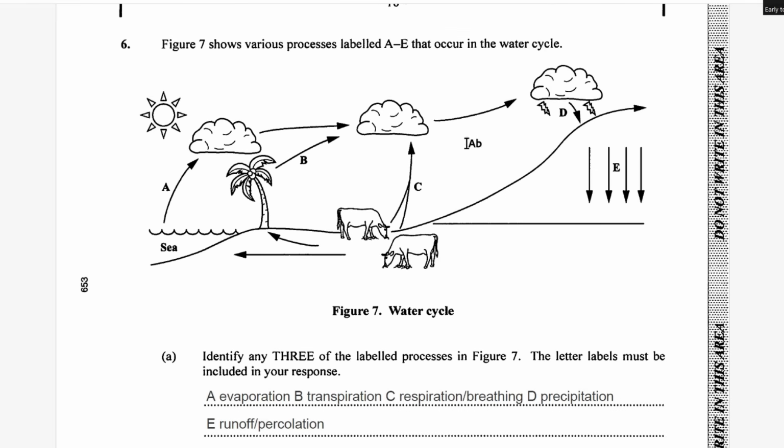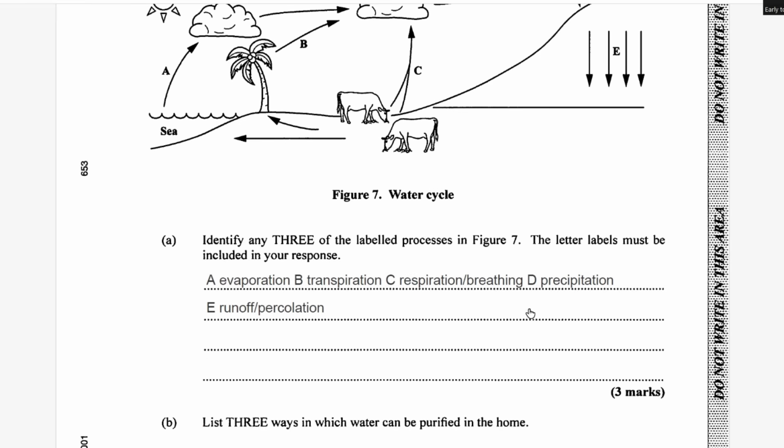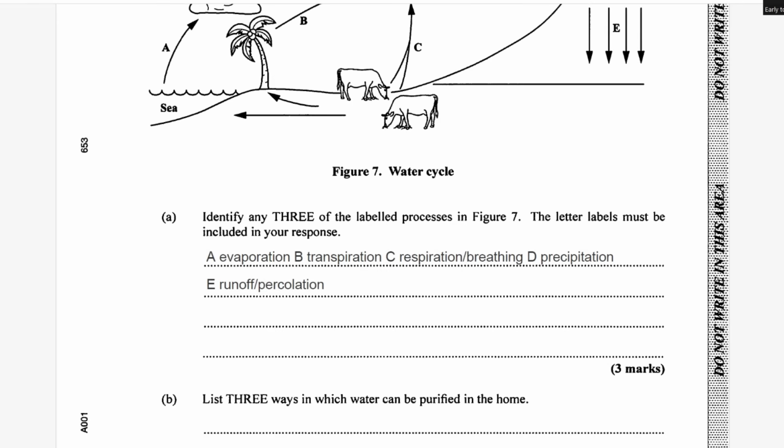This is a water cycle. So it's water vapor. This is respiration. It's breathing going up into the atmosphere. D, we see little drawings of lightning. So it's a thunderstorm, it's rain, precipitation. And E, we have runoff, it's on a hill, it's percolating through the earth. So that's all 5 there. They only require you to identify 3 of them.